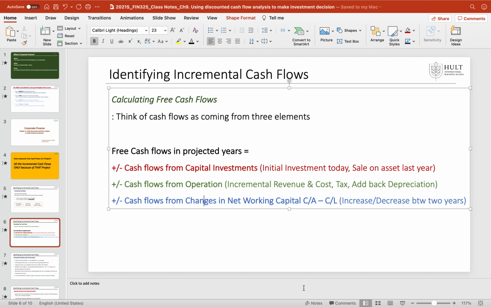Hello students, as we discussed in class, we need to know the calculation process of the free cash flows in order to measure the value of the project.